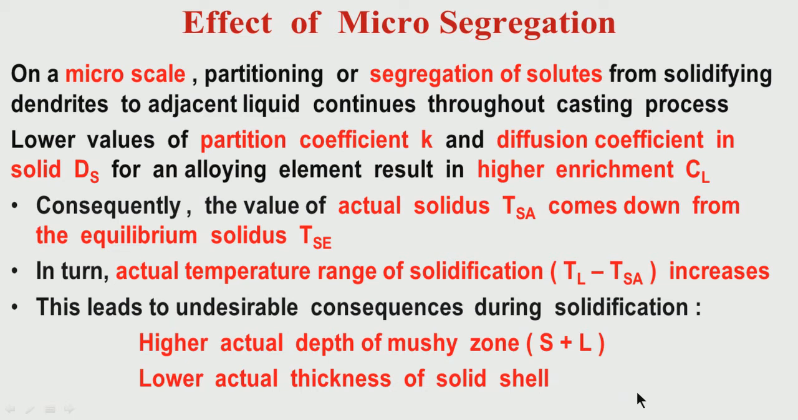So, whatever alloying elements cause more segregation, which I will come to subsequent to this, the results are that the last portion of solid will be very rich in those elements, number 1. The mushy zone will be quite broad, and the actual solid shell will be quite narrow. So, this has a lot of consequences on the quality of the cast product.